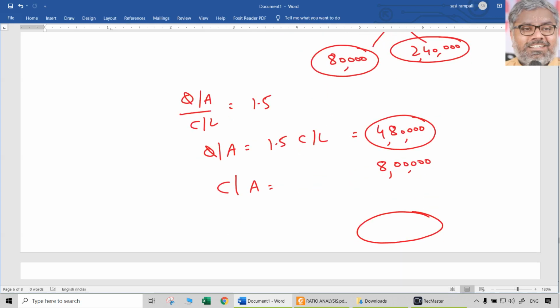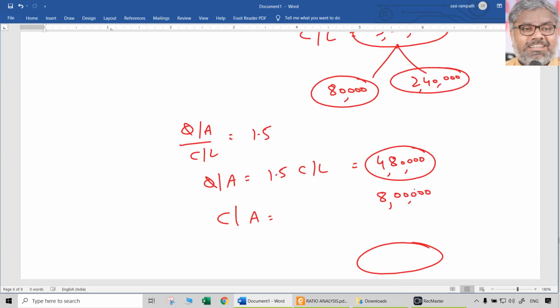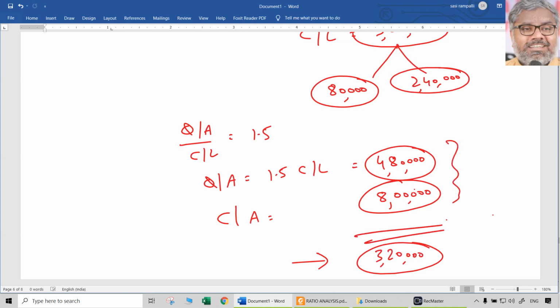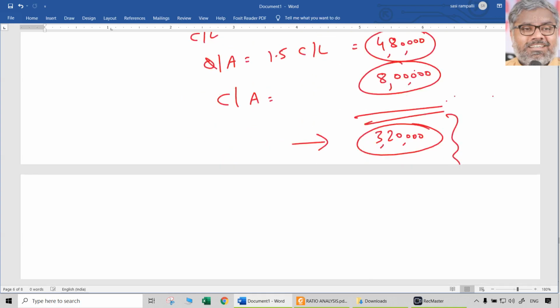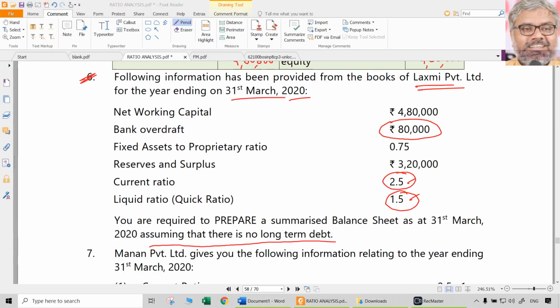What does it mean? It means the remaining balance. What is the difference between quick assets and current assets? Simply that is inventories. So inventories is how much? 3,20,000. So the difference between quick assets and current assets, inventories, is 3,20,000. That's what we can conclude there. Anyway, that is one thing we have.